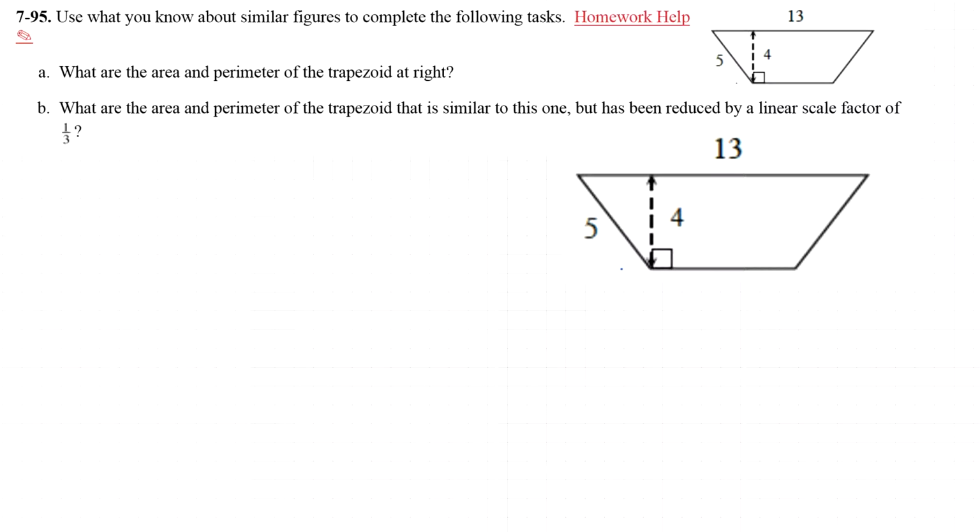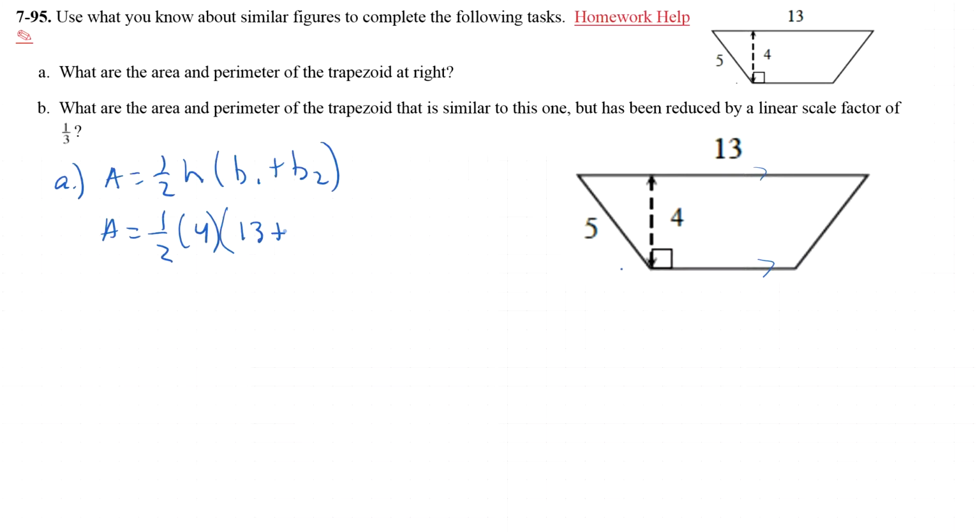Alright, in this problem we want to find the area and the perimeter of the trapezoid at the right. So finding area, I get A equals 1/2 the height times base 1 plus base 2, and I know that the height is 4, and I know it's the height because it's always the perpendicular distance between the two parallel sides in a trapezoid. And I know the parallel sides are my bases, so this is 13 plus.